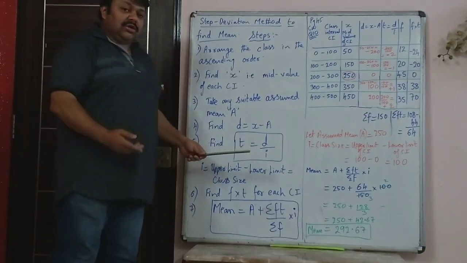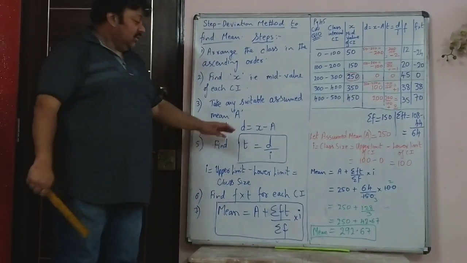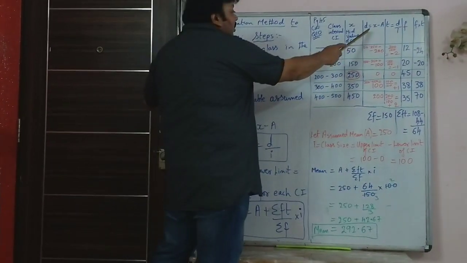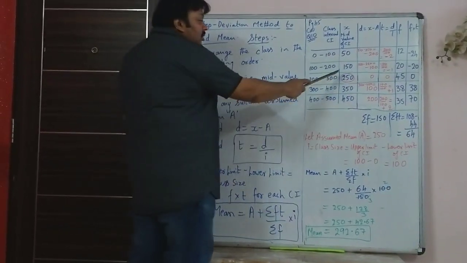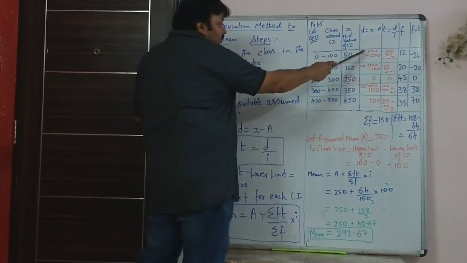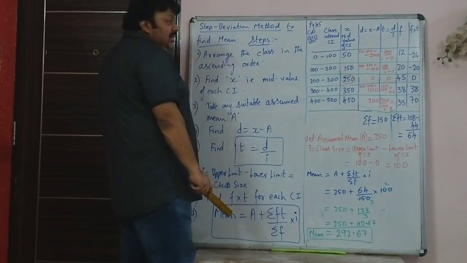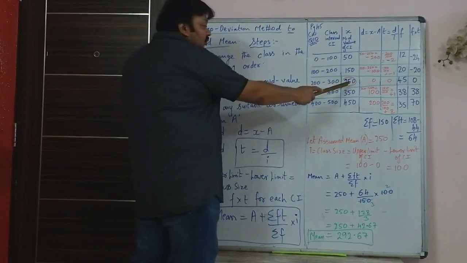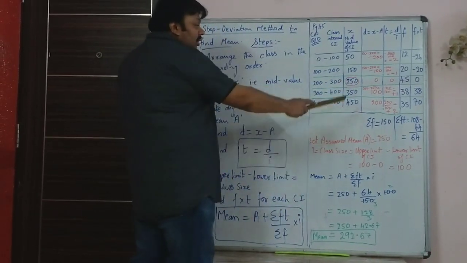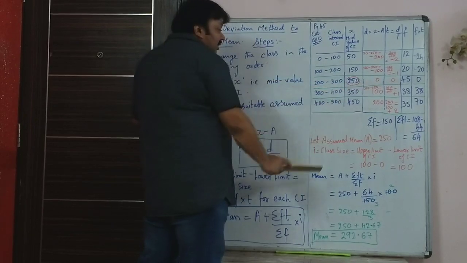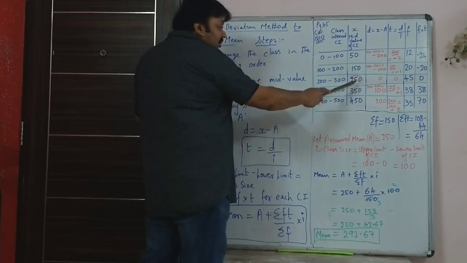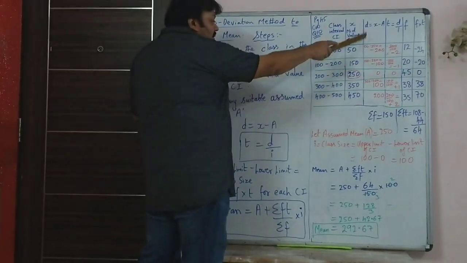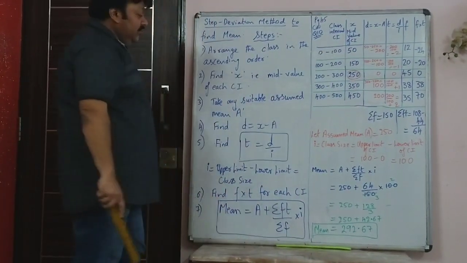After that, like in shortcut method itself, you find the deviation. Deviation is x minus a. So that is the next column. Deviation is x minus a. So x is 50 minus 250, that is minus 200. 150 minus 250, minus 100. 250 minus 250, 0. 350 minus 250, 100, plus 450 minus 250, plus 200. So these are all positive, then 0, and up there is first negative values.